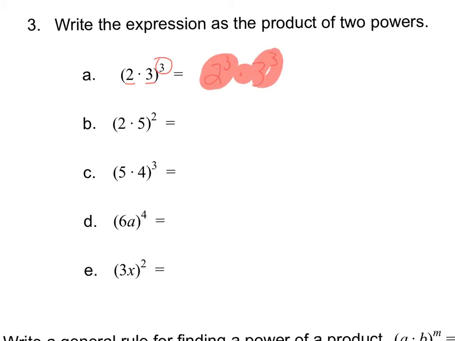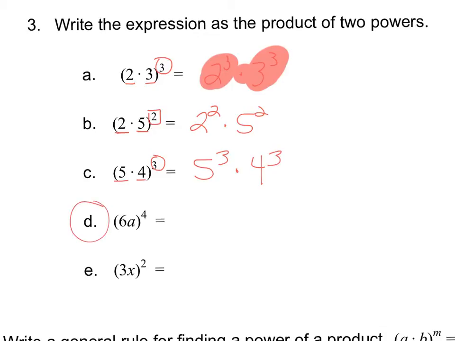Here's 1, here's 2. All right, so let's do the next one. Here our exponent 2 is going to be applied to our base of 5 and our base of 2. So we're going to get 2 to the power of 2 times 5 to the power of 2. For C, again, exponent of 3 is going to be applied to the base of 5 and 4. So I'm going to have 5 to the power of 3 times 4 to the power of 3.